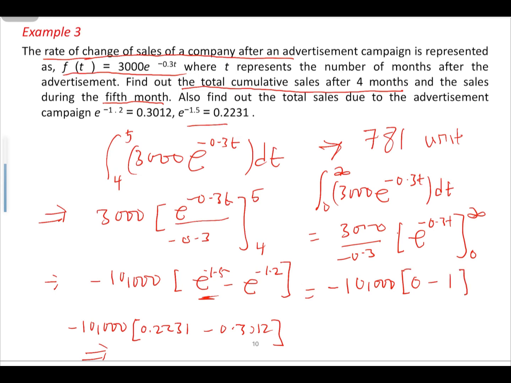We assume that when you put an infinity there, as t approaches infinity, since this is negative, the value of the exponent here will be approaching 0. And therefore, when you put the 0 up there, we are going to get 1. Exponent 0 will be 1. So at the end of the day, we are going to get 10,000 units.